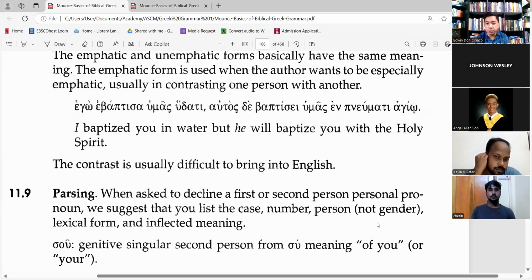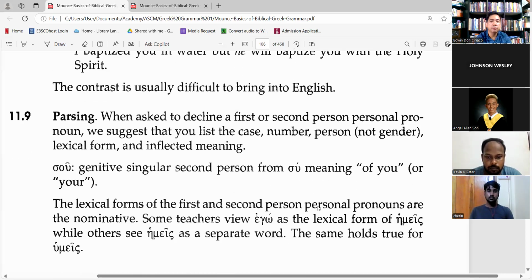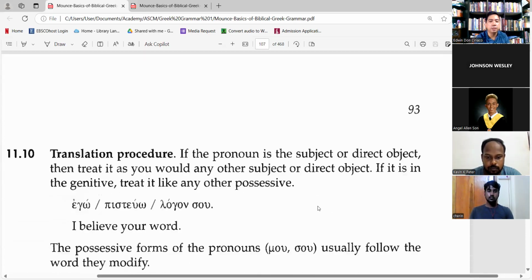I baptized you in water. Notice that in this sentence, there is a second person plural, but there is also a third person singular. We know autos is referring here to Jesus. And we also know from the narrative that the speaker here is John the Baptist. He will baptize you with the Holy Spirit, pneumati hagio.